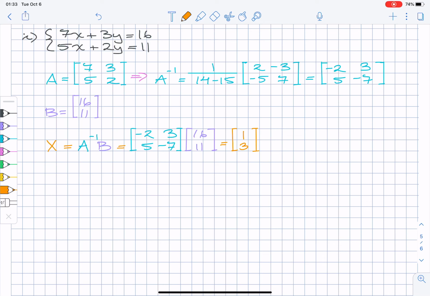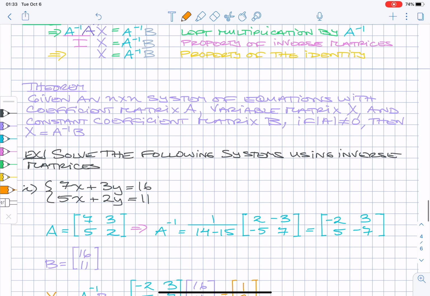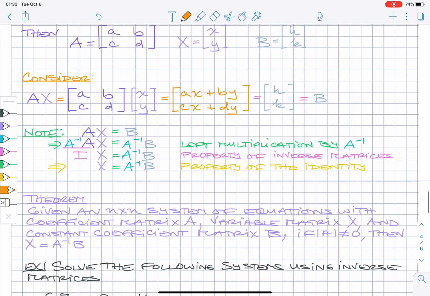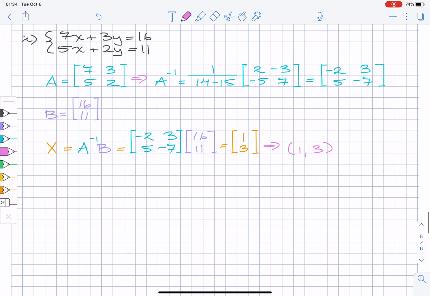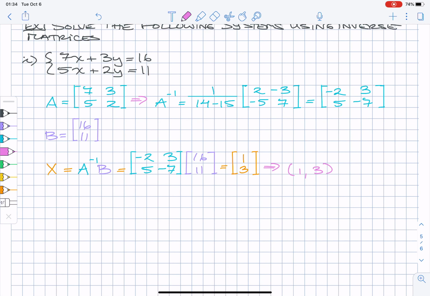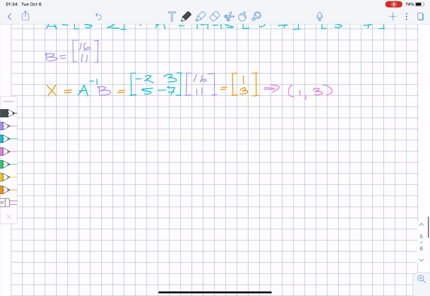xy. So x, I don't know, did I show that to you? Yeah, it's xy, right? So this implies that the point where these two lines meet in the plane will be at 1, 3. That's the solution. Isn't that nice? Look at that. That was quick. Inverse matrices is amazing. Cramer's rule is equally amazing, but that's the next section.